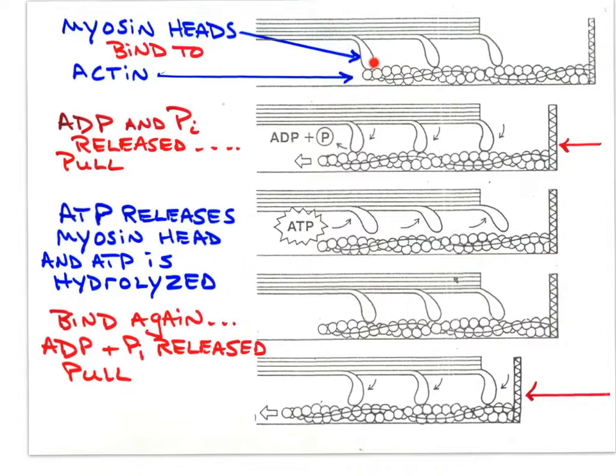The myosin head binds to the actin. ATP is hydrolyzed and ADP and P are released. The head pulls the actin and the Z line moves in. More ATP binds to the myosin head, resetting the position of the myosin head. The head binds to the actin, hydrolyzes ATP, and pulls the actin to the middle of the sarcomere, shortening the sarcomere. And the process is repeated over and over again.